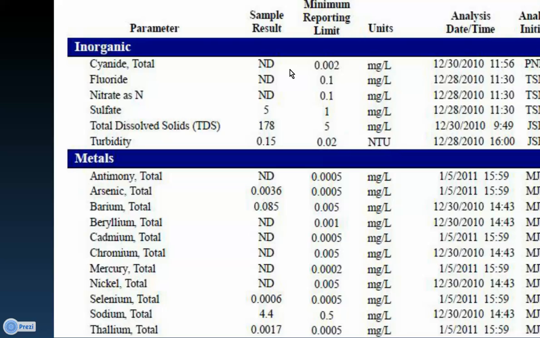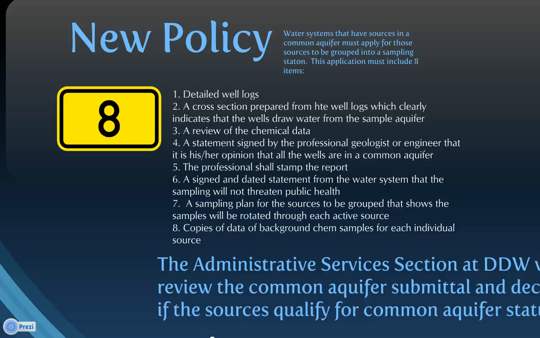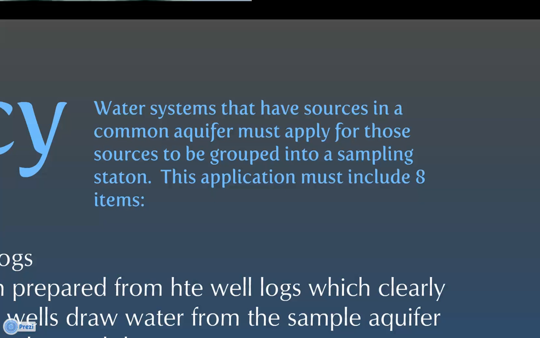But now we have a new policy, and what the new policy entails are some items that we need the water system manager to provide to us, as well as some information from a professional geologist or a professional engineer. So here's this new policy. The new policy applies to public water systems that have sources in a common aquifer, that you want the sources to be grouped for sampling compliance. You need to make an application. You have to apply to keep or get approved your common aquifer status.